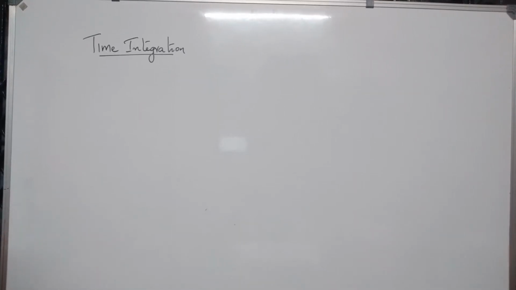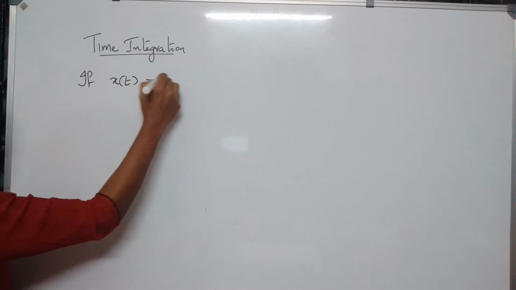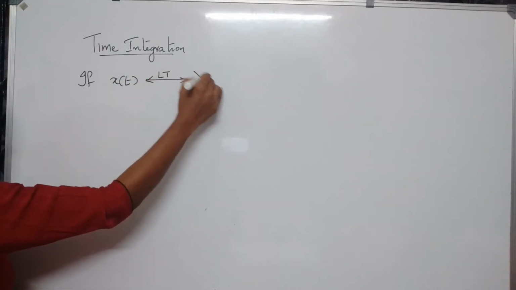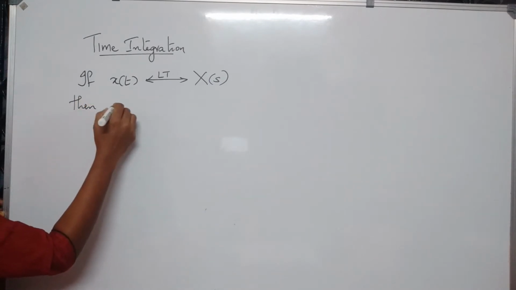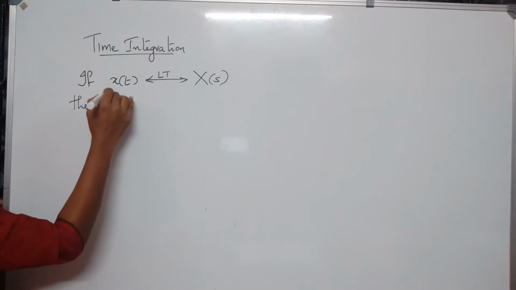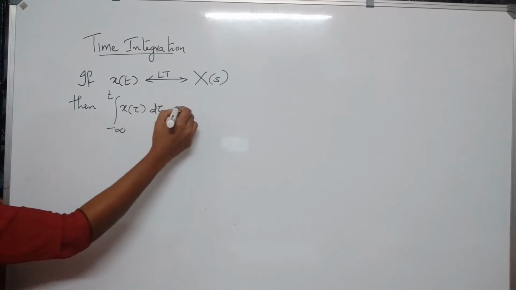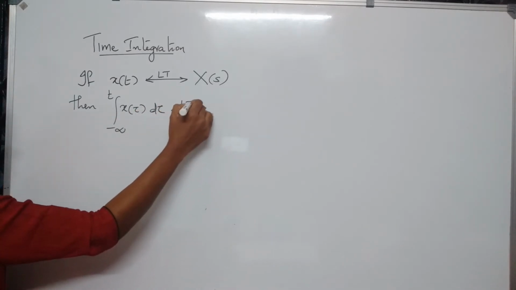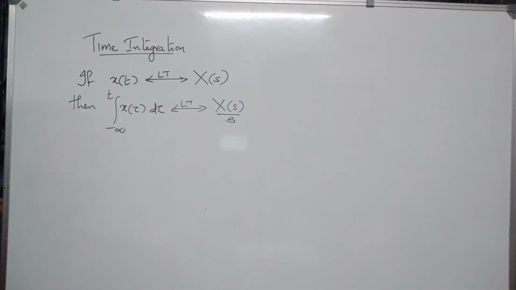So let's see another property, time integration. The property is this: if Laplace transform of x of t is X of s, then Laplace transform of integral from minus infinity to t of x of tau d tau is X of s by s. This is the time integration property.